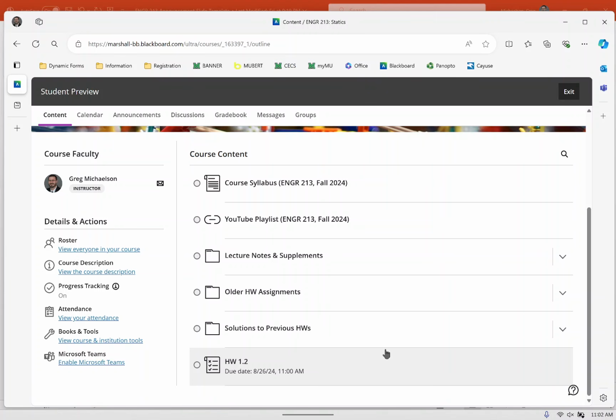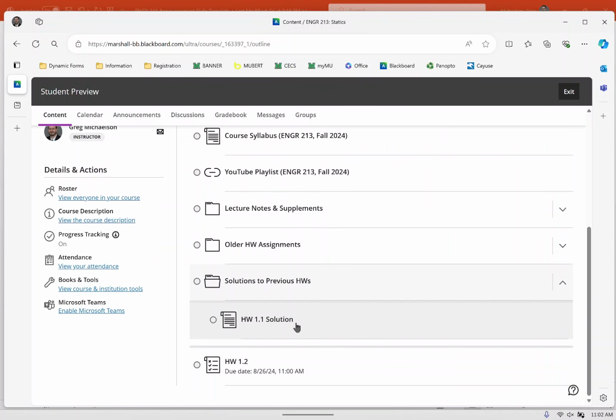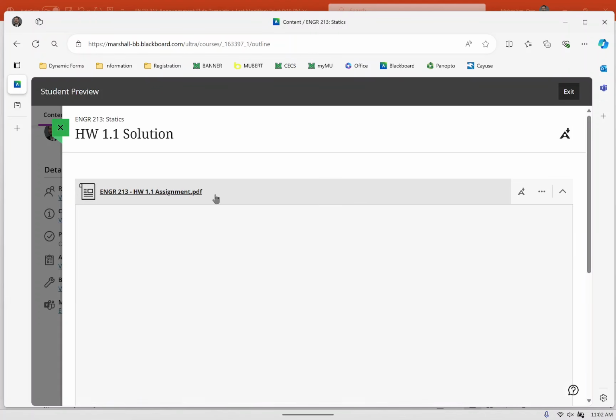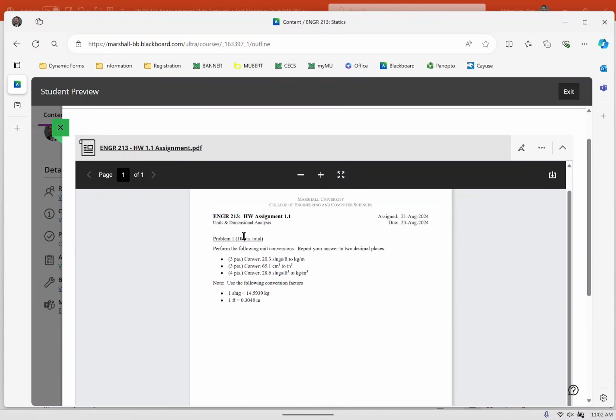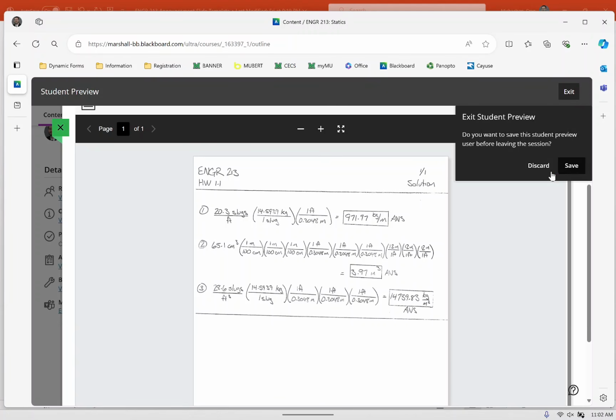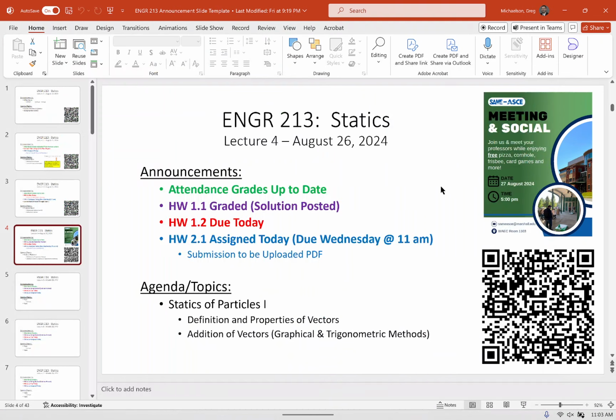But solutions to previous homework should now be visible, and you'll see homework 1.1 solution. If you click that, you'll see both the assignment and the solution in one spot. So here's the assignment. What I did is I took the quiz that was on Blackboard and just put it in this PDF. And then here's the solution. That way you have something to go off of. And I'll do that with every assignment so they're all in one spot. Okay. Does that sound good? Okay. All right. That'll be how we organize things throughout the class.